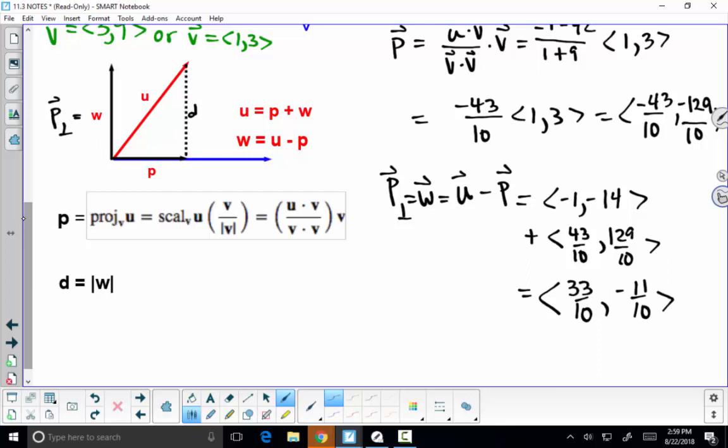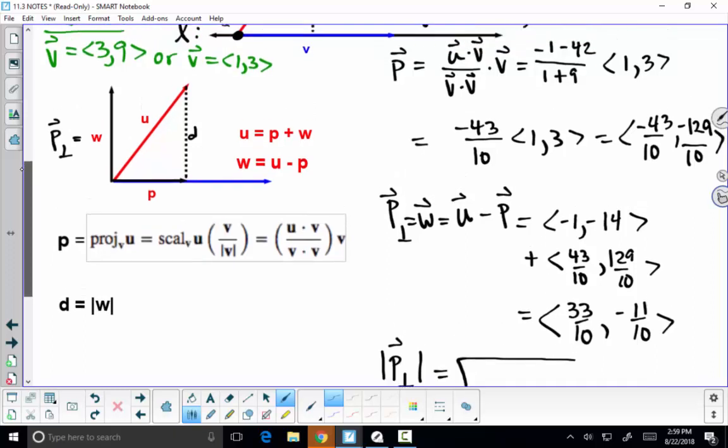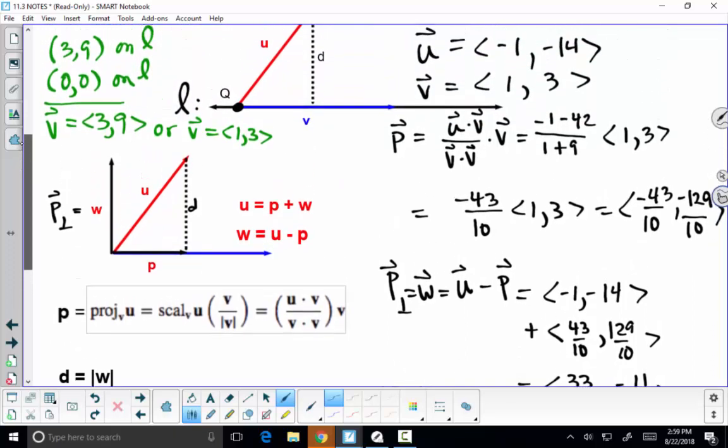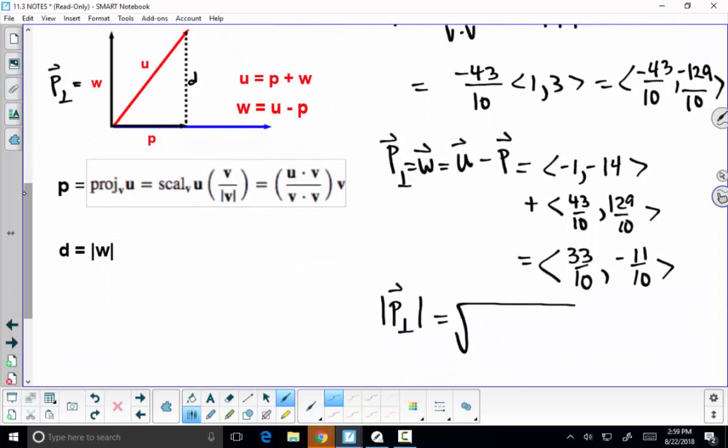Then the culminating event, the magnitude of p perp. That's going to be the square root of the sum of the squares. And that will be the length that we're looking for. I don't know why I'm going all the way back up there. So then we square, square, add. Without a calculator, it's starting to get a little messy. So 33 squared over 10 squared plus 11 squared over 10 squared. So we're going to get something over 10. Oh, we could factor out an 11. That would be kind of clever.